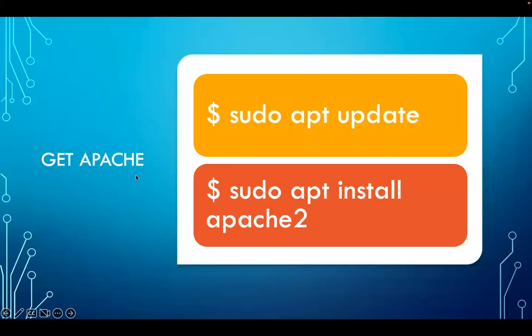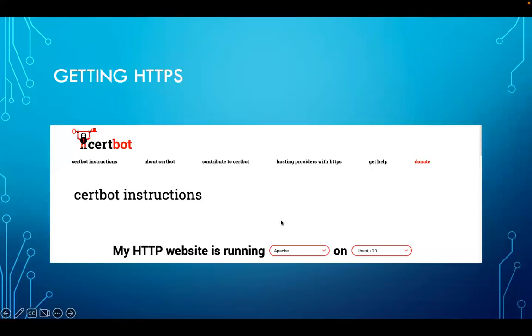So after getting your domain, you'll want to get Apache. There's a lot more to this, like you'll want to do some config stuff, but it's outside of the scope of what I'm doing for this presentation. Just do sudo apt update and then sudo apt install apache2. And then if you want to figure out how to do the config stuff, you can do that through DigitalOcean.